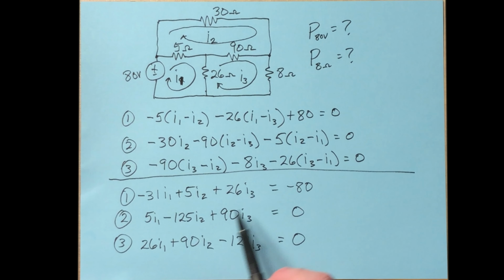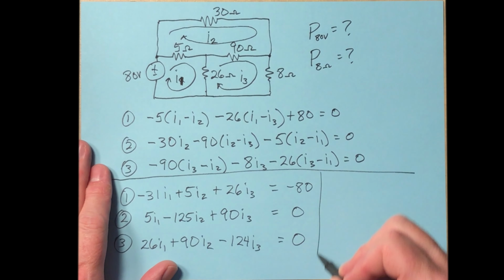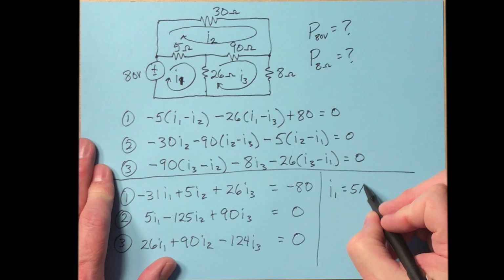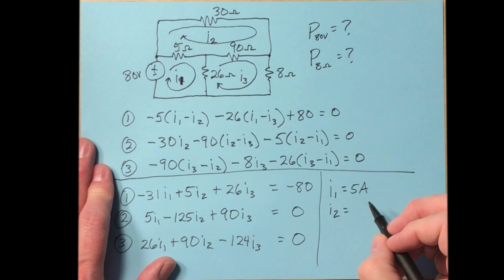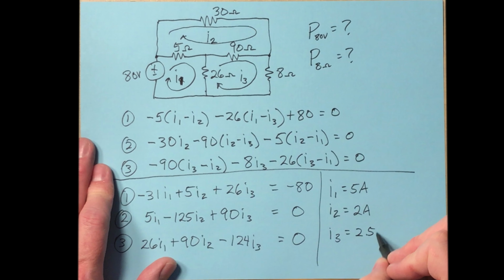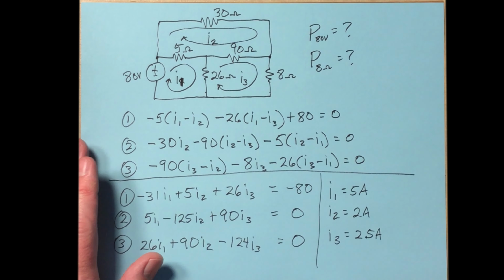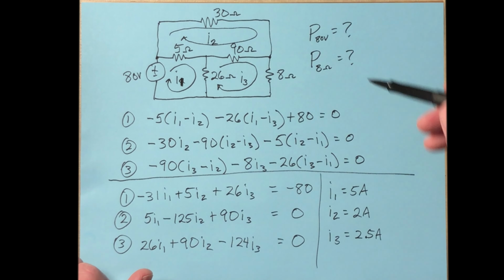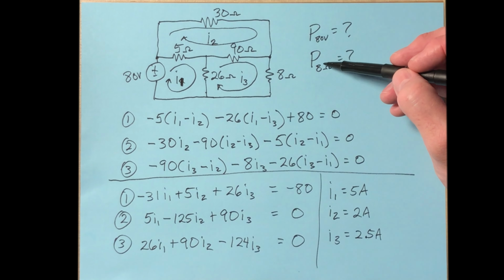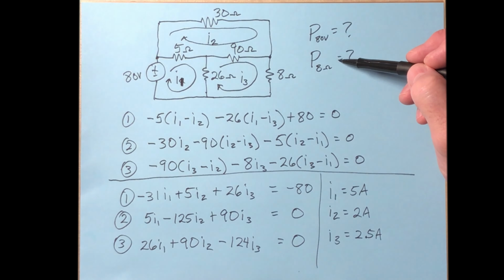Okay, at this stage you've got 3 equations, 3 unknowns. You should be able to use the techniques that you know in order to solve for the 3 unknowns. When you do that, you get I1 equals 5 amps, I2 is equal to 2 amps, and I3 is equal to 2.5 amps. Now we're ready to go back up here and figure out what our power for the 80 volt source is and power for the 8 ohm resistor is.